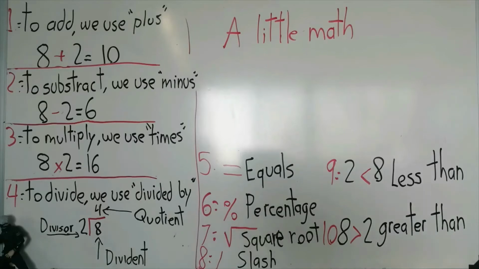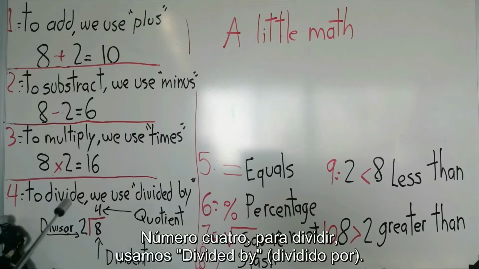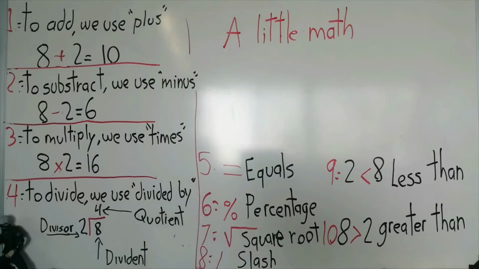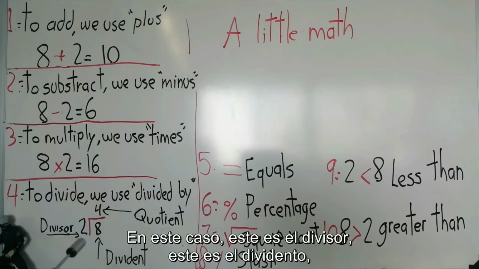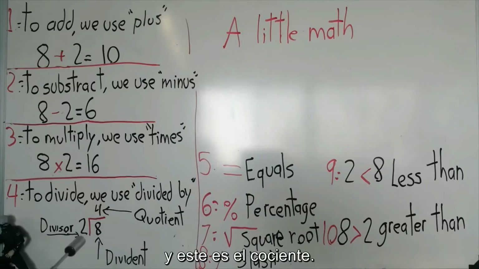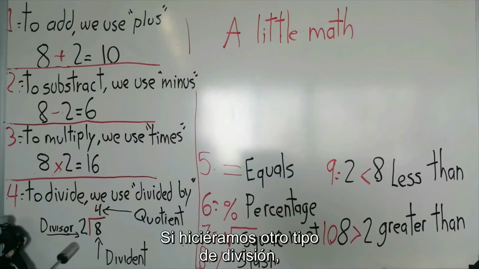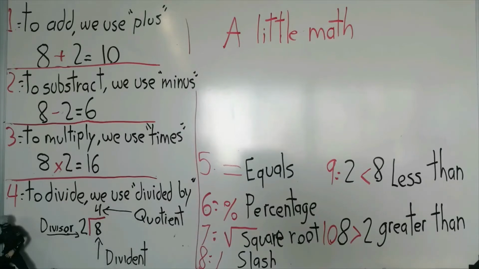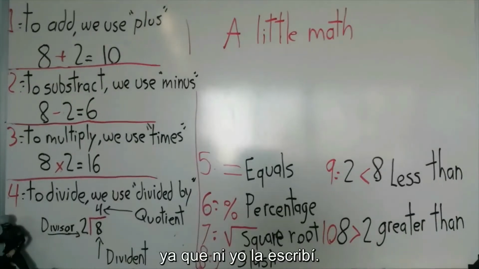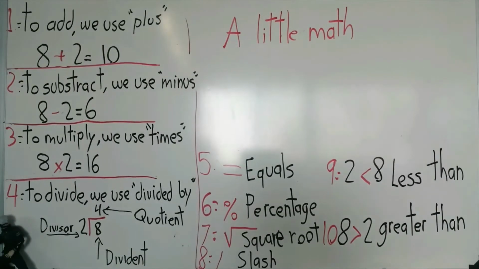Great. Number 4. To divide, we use divided by. Dividido por. So in this case, this is the divisor. This is the dividend, and this is the quotient, okay, like the result, quotient. But of course, also in Spanish, quotient means cociente, okay. If we do a different division, and we have some other numbers in this part, those are called remainders, okay. But you don't have to write down that, since I didn't write it, okay.